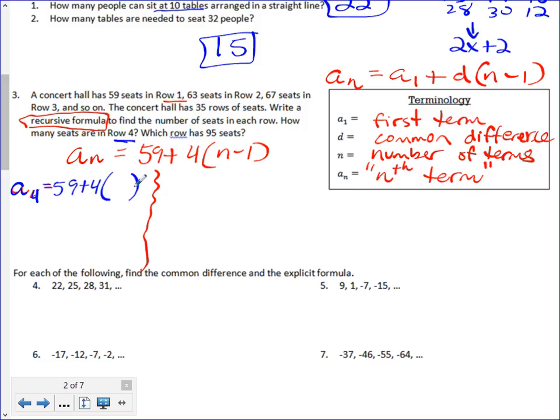Okay. So I plugged in 4 for n. Now I'm going to plug 4 for n over here also. So what is 4 minus 1? Okay, let's just do that right now. Go ahead and take care of that business right there. So the 4th row has how many seats? Use your calculator. 59 plus 4 times 3. 71 seats.